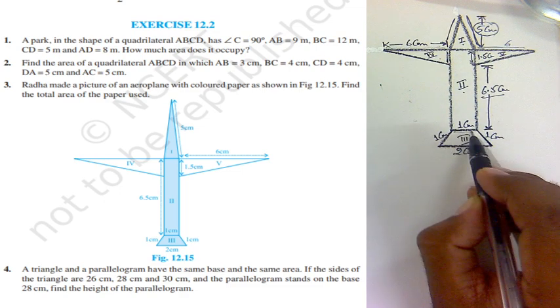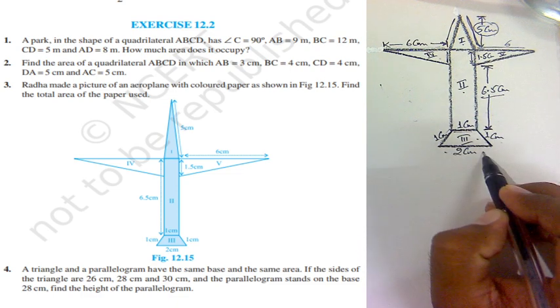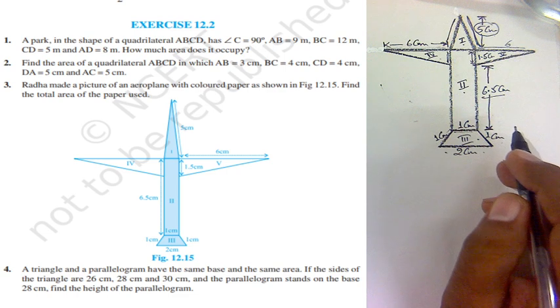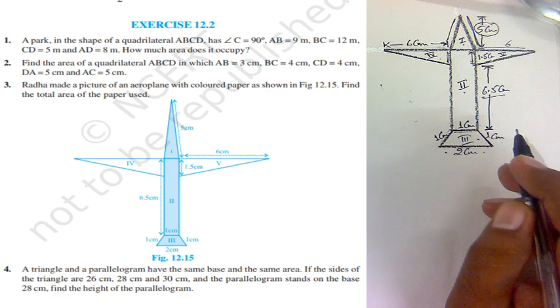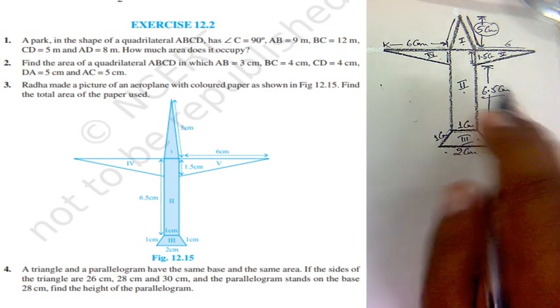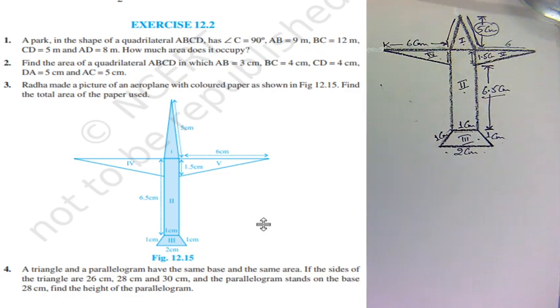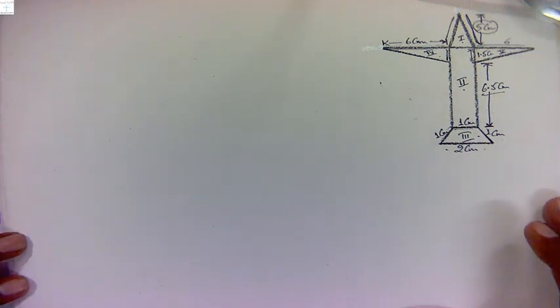This width is 1 centimeter. This is 1, this is 1 and this is 2. So the dimensions are given to you. Now based on these dimensions and the different parts, you need to find the area of this aeroplane. Okay, it's the total paper used. So that area will be done by parts as per the given measurements.